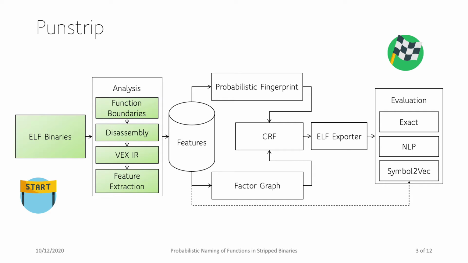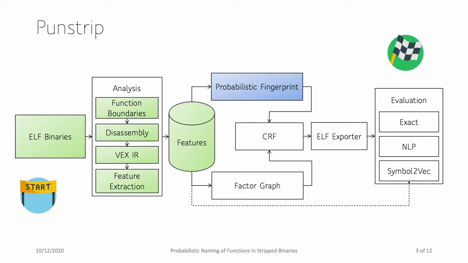We then analyze each function in this intermediate representation and extract a collection of high-level features that help us identify the names of functions. After we have extracted a set of features, we store all of this information in a database for fast access and ease of running experiments. We then train a machine learning model based on our features.